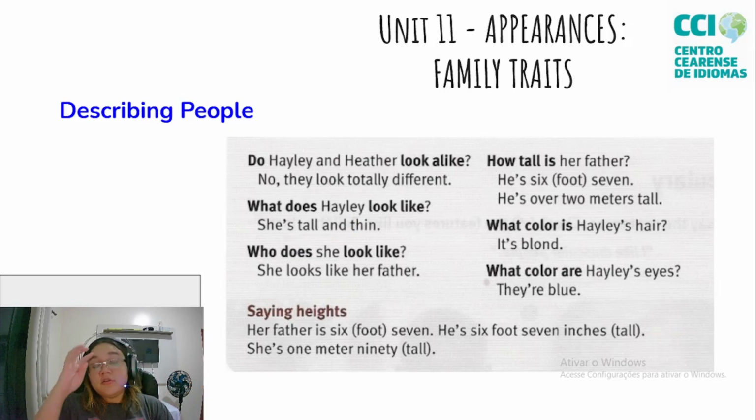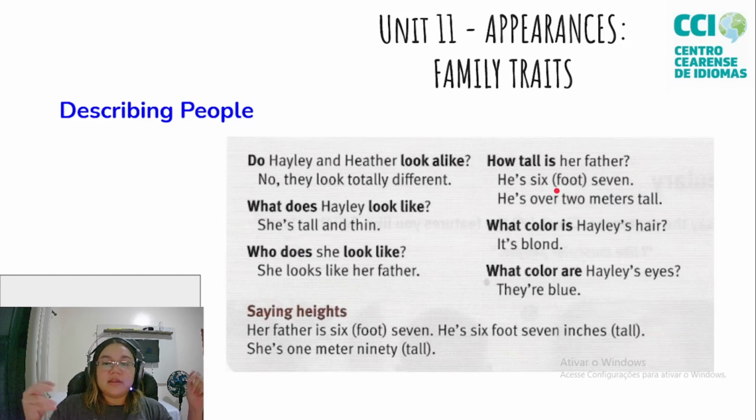Okay? So when we're talking about heights, here's the question. How tall is, right? How, adjective, tall. Verb to be, right? Is. And the subject, her father. He is 6'7". In English, they have a different measure system.